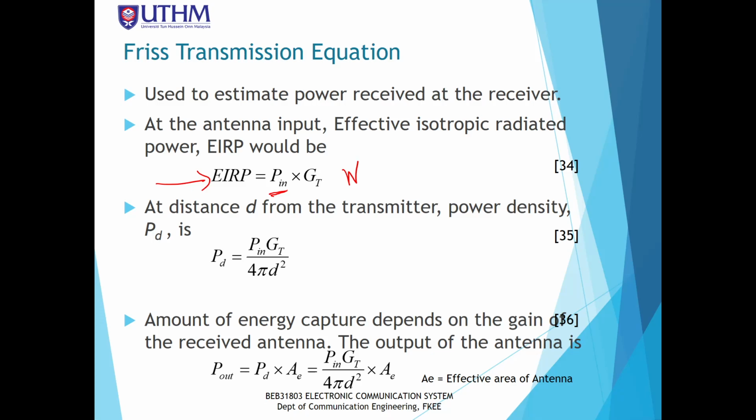Power density maknanya apabila gelombang itu dipancarkan daripada transmitter, maka signal itu akan sampai kepada receiver side. And we can measure the strength of the waves by measuring the parameter of power density, kekuatan gelombang tersebut, iaitu P in darab GT divided by 4 pi D square ataupun 4 pi R square. Ini adalah jarak tegak antara transmitter kepada receiver dalam unit meter. So ini bermakna EIRP dibahagikan dengan spherical area of a sphere.